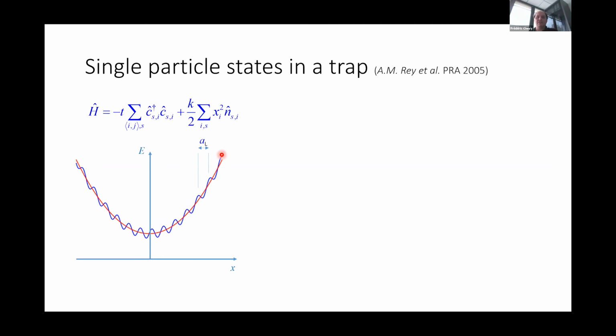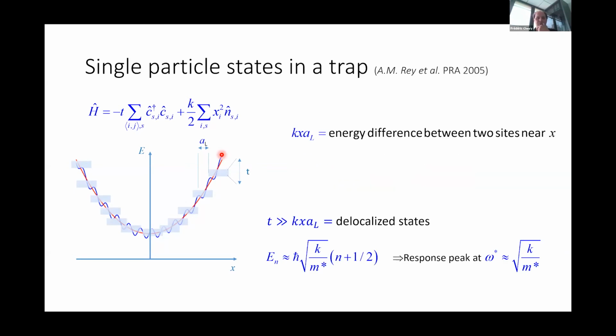So what you get in this case is two kinds of states. Sorry, I went too fast. Essentially, at point X, kappa X a is the energy difference between two sites near X. If you look at the energy difference between these two states, you see that when you go far away from the trap center, this energy difference will increase, and it increases linearly with X, just because it's proportional to the slope of your potential.